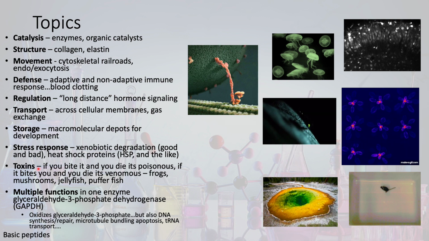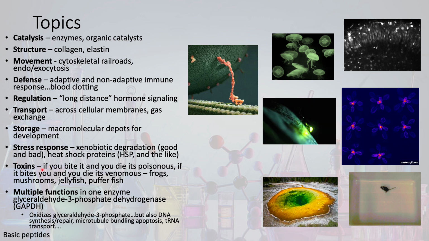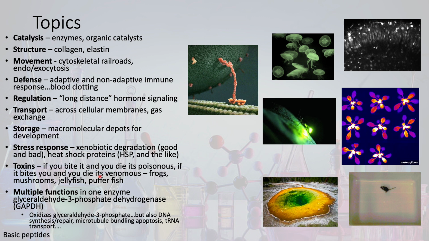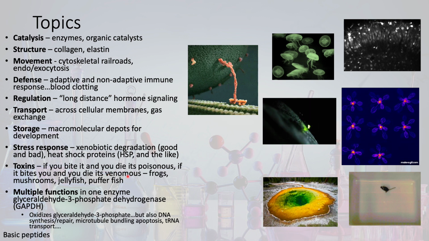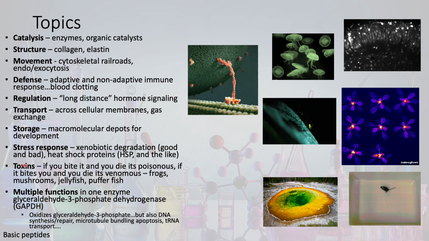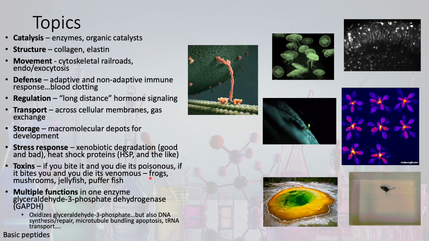Other kinds of proteins, produced by other animals, would be a class of proteins called toxins, right? So I always put this little reminder in every semester: if you bite it and you die, it's poisonous, or you eat it. And if it bites you and you die, it's venomous. So things like frogs and mushrooms are technically poisonous, whereas things that sting you, like jellyfish and pufferfish, are venomous. But some toxins are made out of proteins, and they can be pretty nefarious.